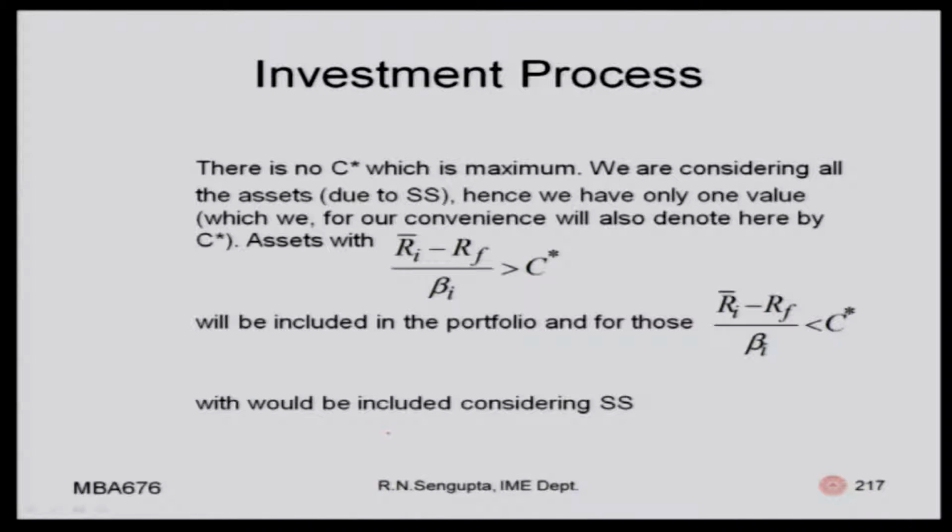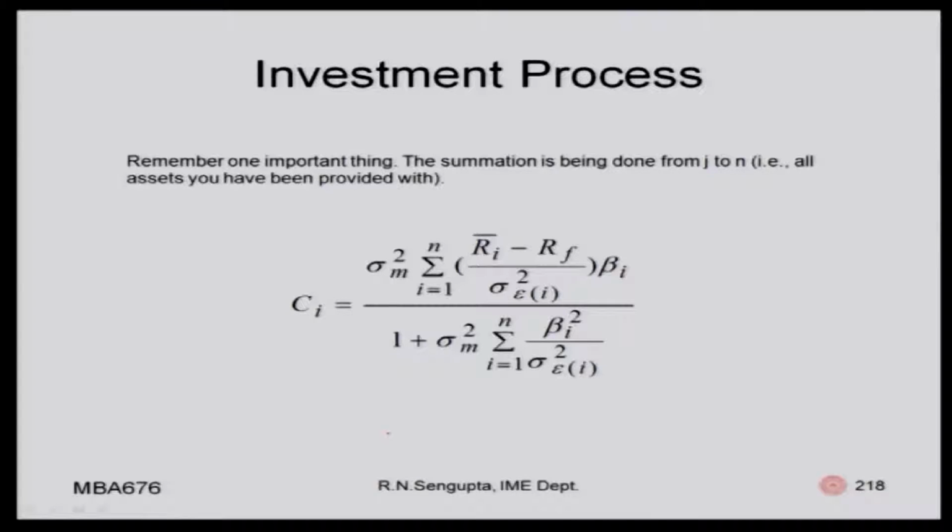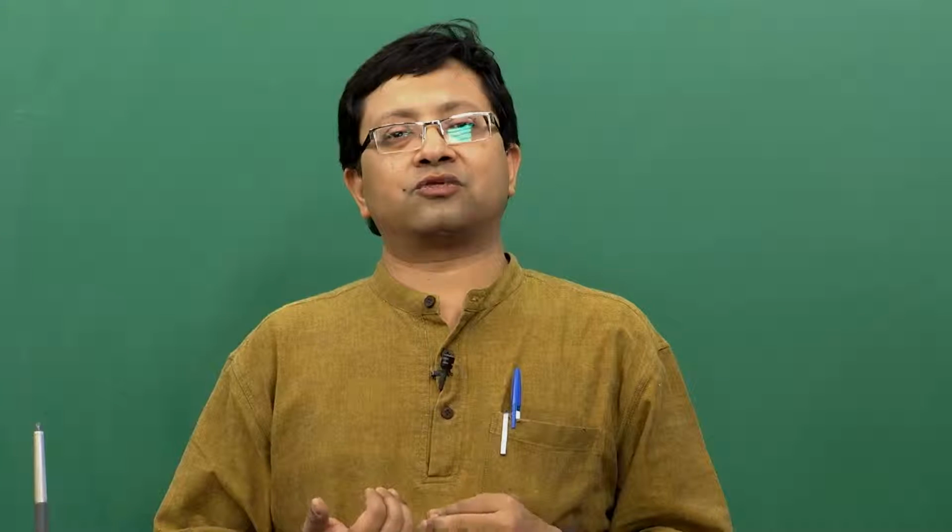So, there is no C star which is maximum, we are considering all the assets due to the concept of SS, which is short selling. Hence, we only have one value which for our convenience we will denote by C star. Assets with values of Ri minus Rf divided by beta i greater than C star are included in the positive sense, less than or equal to C star would be included in the negative sense. Remember one thing, the summation has to be done for all the particular stocks which are there in the box, with N being the whole population of assets which you have in front of you to formulate the portfolio.